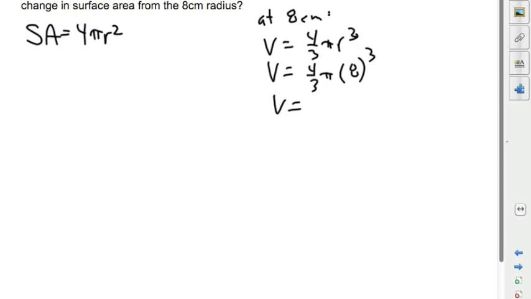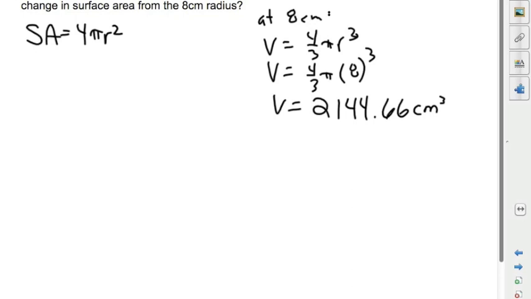So 4 times pi times 8 cubed gives me 6433 divided by 3. So my volume is 2144.66 centimeters cubed. Woo!